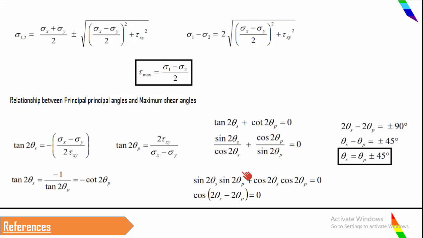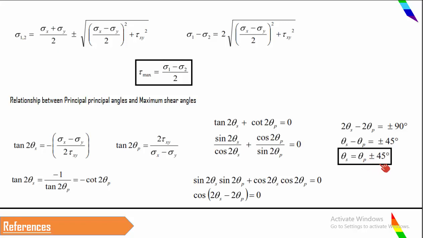And if you cross multiply this and equate it to 0, sin a sin b plus cos a cos b is equal to 0. That is the expression for cos of a minus b. So when you get this as 0, cos 0 is 1 and cos 90 is 0. Again, simple mathematics. So when you equate this to 90 degrees, we can say that 2 theta s minus 2 theta p is nothing but plus or minus 90 degrees, that is, theta s minus theta p is plus or minus 45 degrees. That means theta s is equal to theta p plus or minus 45 degrees.